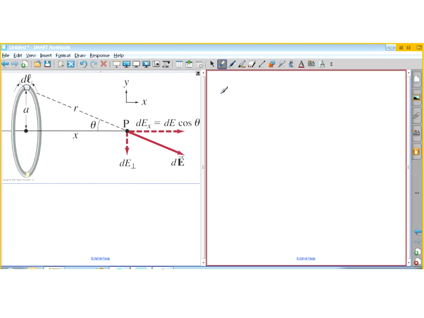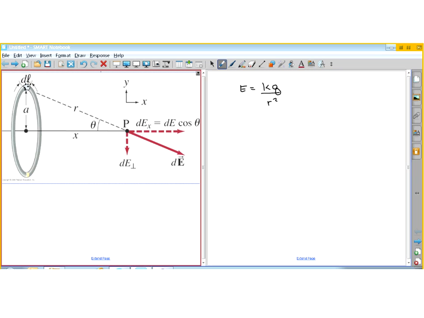Actually, we're trying to find the electric field at this point, and once you have the electric field, if you have a charge here, you can calculate the force. If you remember, the electric field is equal to Coulomb's constant times the charge divided by r squared. As we always do in calculus, we take an infinitesimal element and look at the charge of this small element, determine the electric field due to this little charge, and then integrate around the entire circle to get the total electric field.